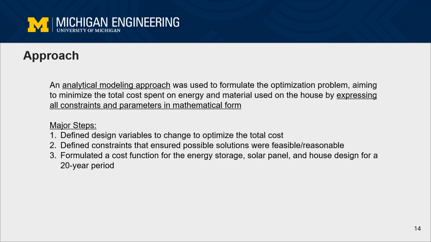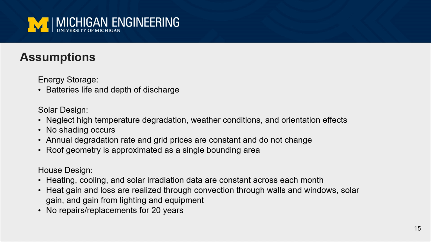Mathematical modeling. We're using an analytical modeling approach to formulate our optimization problem, and our goal is to minimize the total cost spent on energy and material used on the house by expressing all constraints and parameters in mathematical form. For our major steps, each subsystem defines their design variables to change to optimize the total cost. For those design variables, we define constraints to ensure that the possible solutions are feasible and reasonable based on our research. Combining both design variables and constraints, we formulated a cost function for the energy storage, solar panel, and house design for a 20-year period.